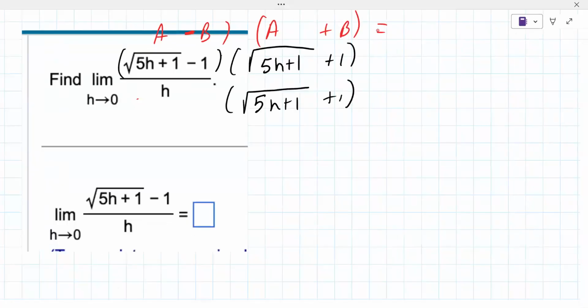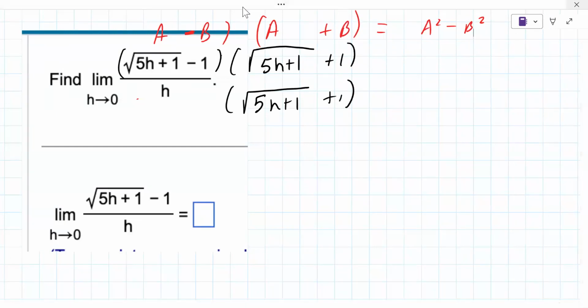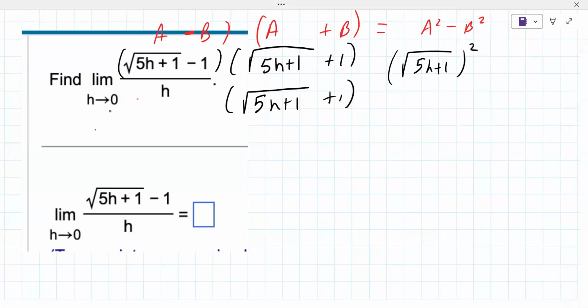the product of difference of squares is a squared minus b squared, which means you square the first, you square the last, and you subtract. Or you can FOIL. When you FOIL, you get the same result. It's just that's the shortcut. Would you like me to FOIL or do you want me to use difference of squares? You can use the difference of squares. Okay, so the nice thing here is that it becomes square root of 5h plus 1 squared, and the square undoes the square root, minus 1 squared in the numerator.